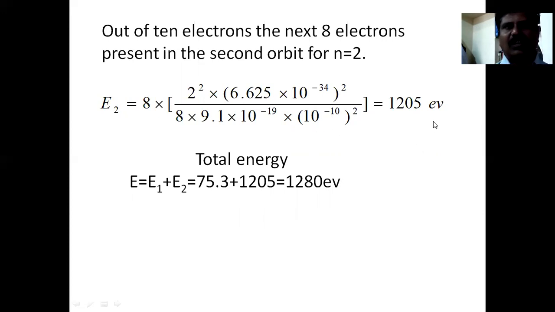So that's equal to 12.05 electron volts. Therefore, the total energy of the system is E is equal to, if you just combine those two terms, 75.3 plus 12.05. That is equal to 1280 electron volts. That's the energy of that system. Okay.